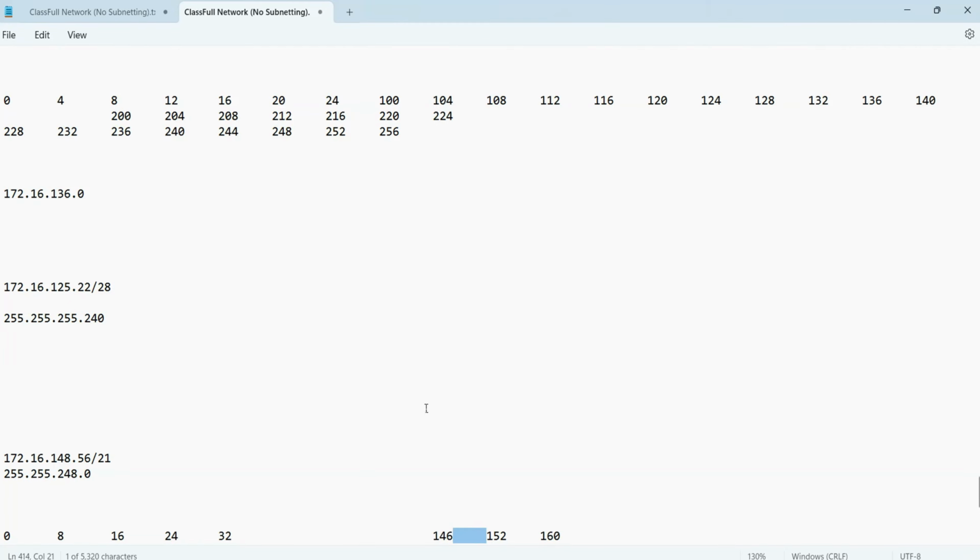So the network ID is 172.16.144.0. 144.1 is the first host, 151.254 is the last host, and 151.255 is the broadcast. So that's how I do the layout of the actual number. This is like the reverse engineering of a class B.